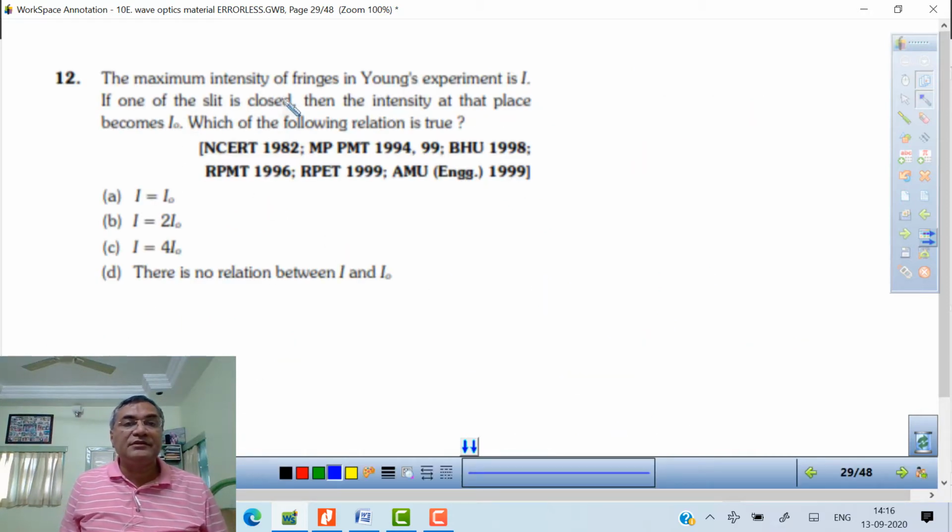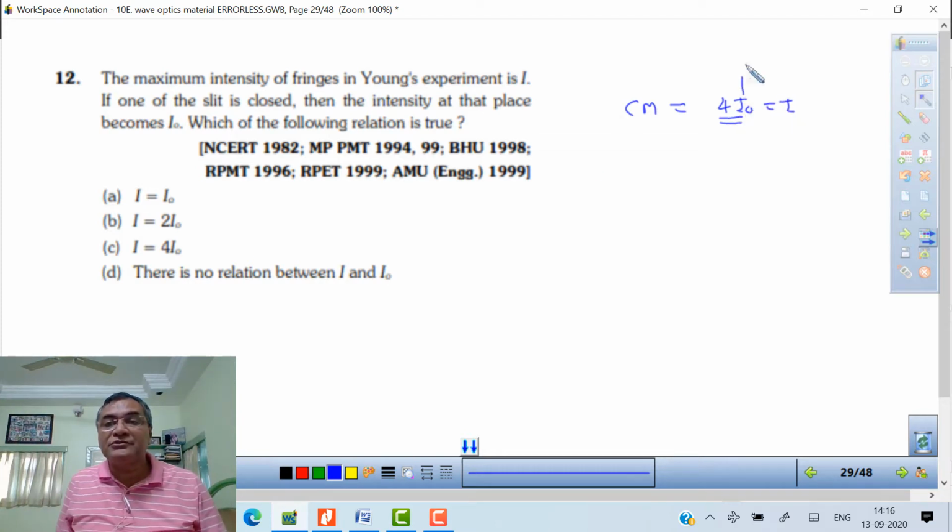The maximum intensity of the fringes in Young's experiment is I. If one of the slits is closed, then the intensity at the place becomes I0. What is the relation between them? If both intensities are equal, then the center maxima intensity is 4I0. That is one formula. But here it is I, so I don't want to use 4I0 as the intensity of the incident light.